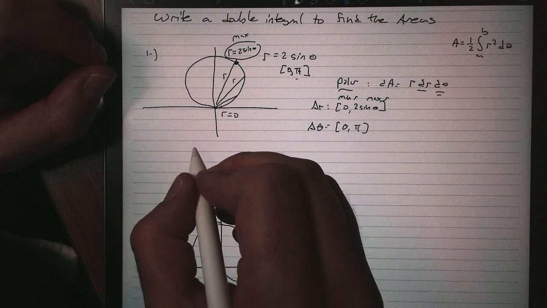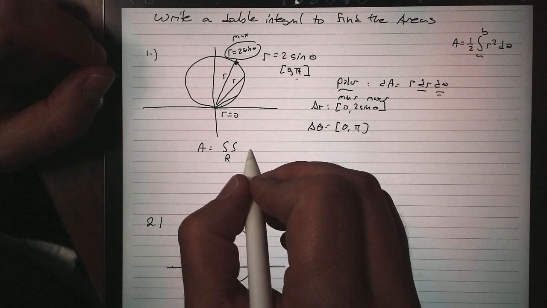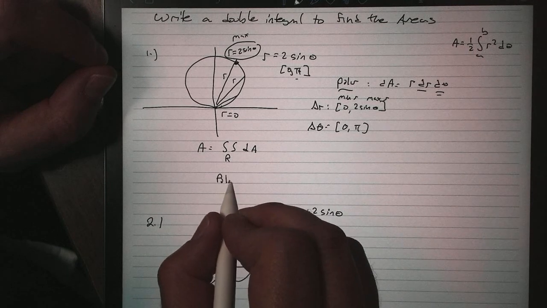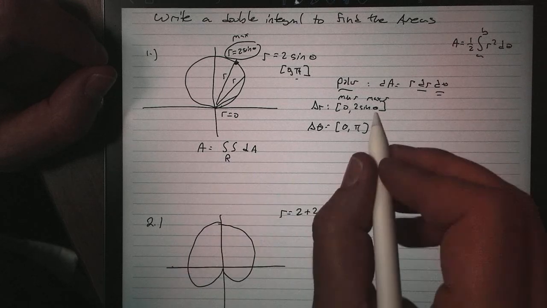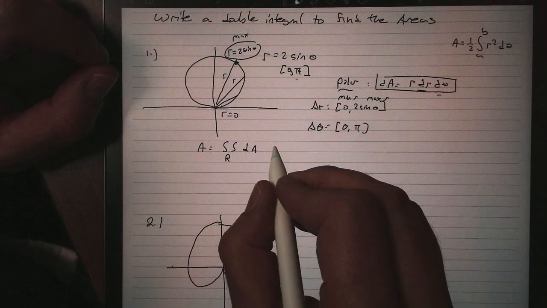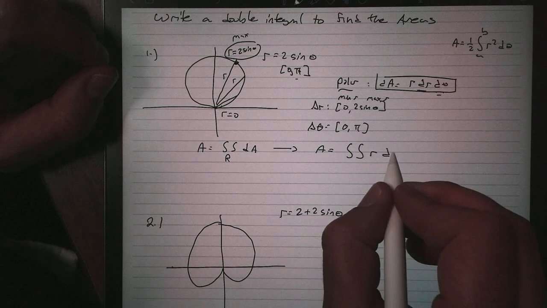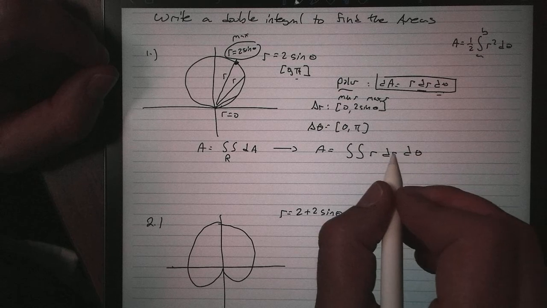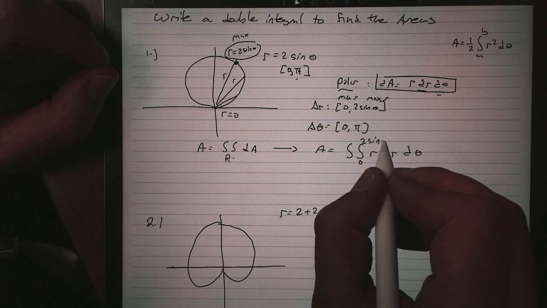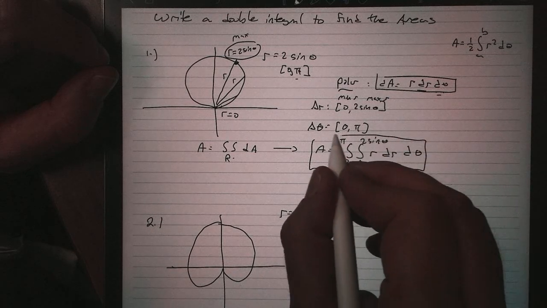So if I want to find my area, my integral is going to be the region area of the base, dA. For polars, dA is r dr d theta. So I can go ahead and find my area: r dr d theta, where my change in radius goes from 0 to 2 sine theta, and my change in theta goes from 0 to pi. And that would be our area here.